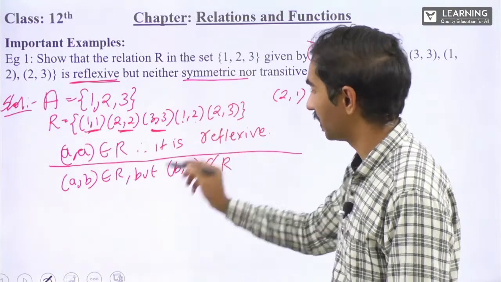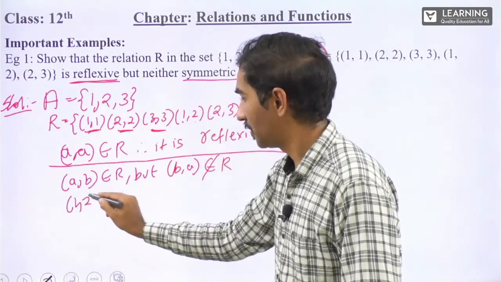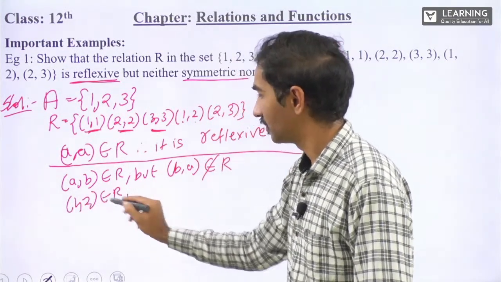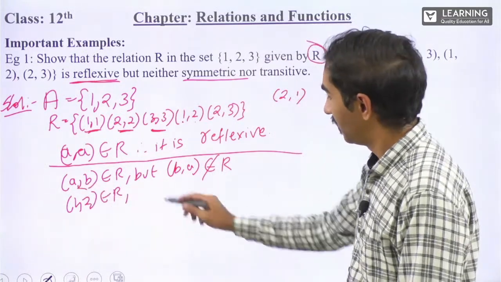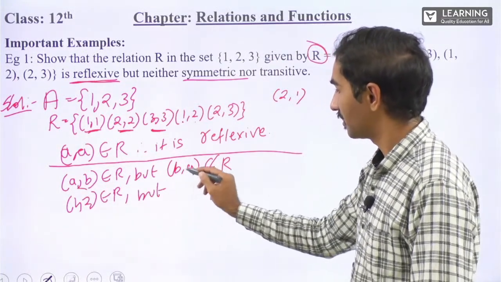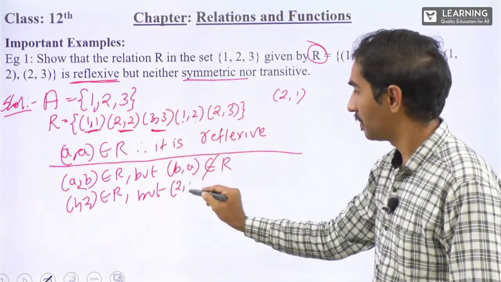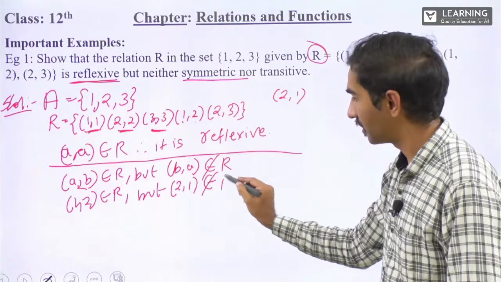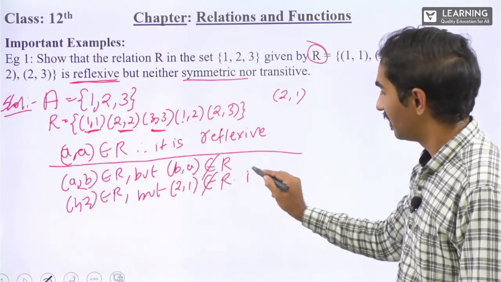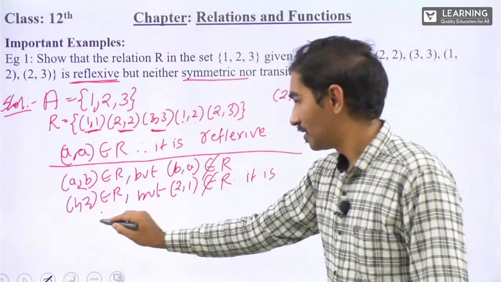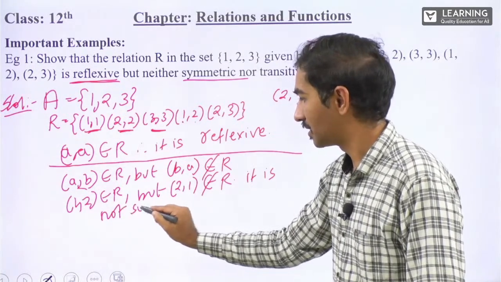So for example, we can take (1, 2). See, (1, 2) belongs to R. It is nothing but (A, B). But (2, 1), is it there? (2, 1) is not given in this relation. So here we'll write (2, 1) does not belong to R. Therefore, it is not symmetric.